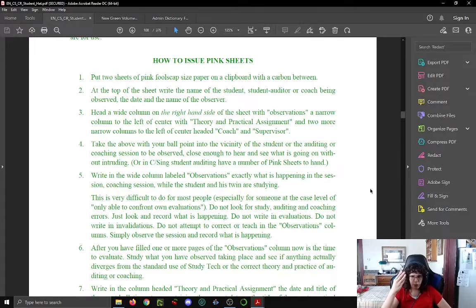4. Take the above with your ballpoint into the vicinity of the student or the auditing or coaching session to be observed, close enough to hear and see what's going on without intruding. Or in CSing student auditing, have a number of pink sheets to hand.